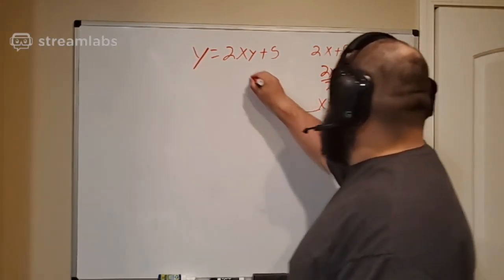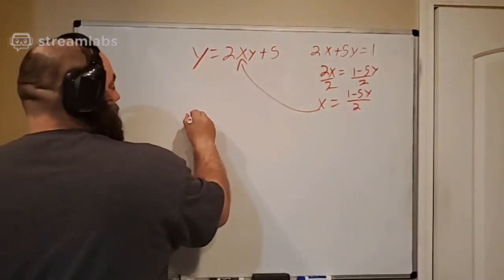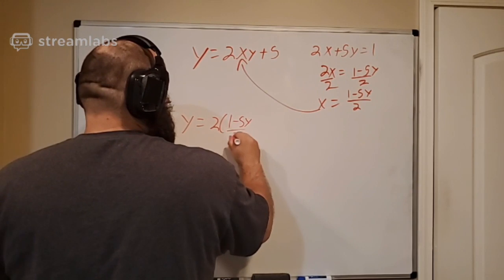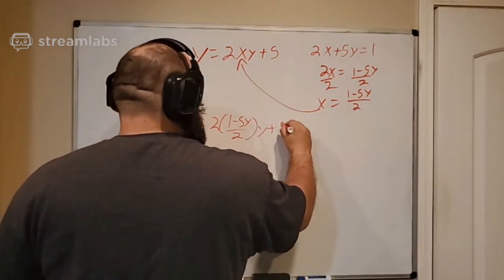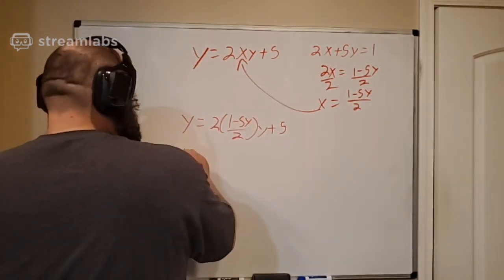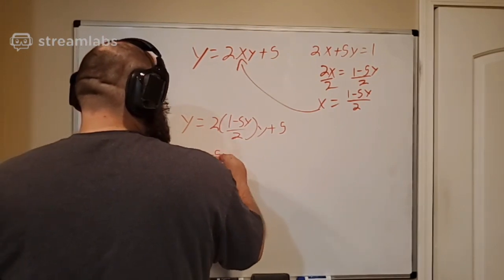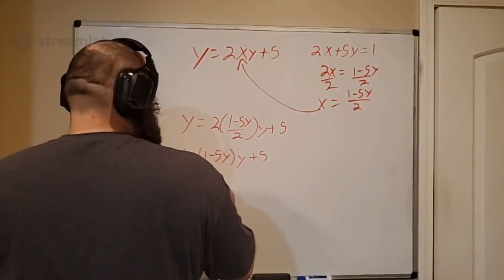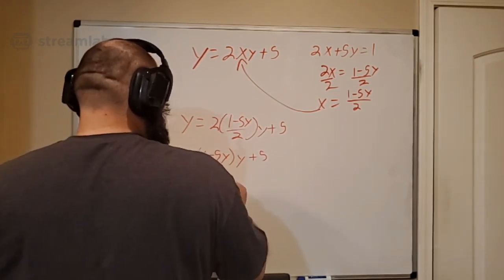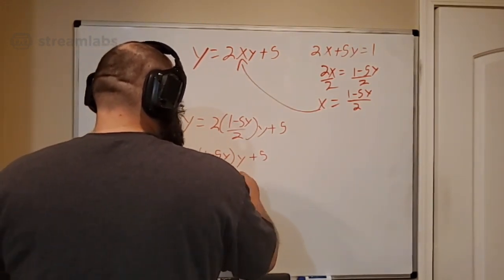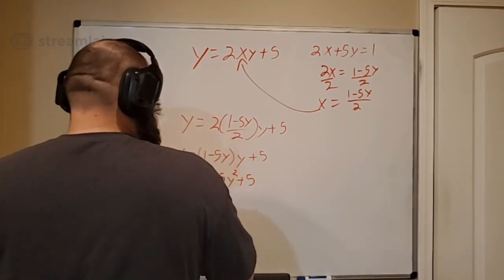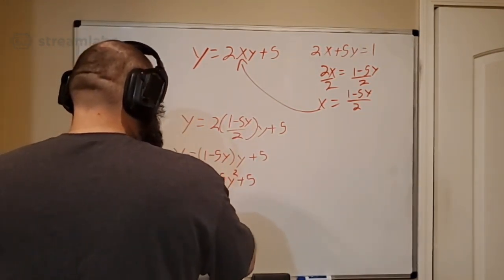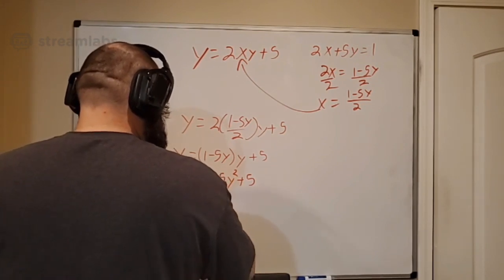So y is equal to 2, 1 minus 5y over 2, y plus 5. So y is equal to 1 minus 5y times y plus 5. Y is equal to y minus 5y squared plus 5. So actually the y's go away, so it's not too bad. So you get 5y squared equals 5. So y squared equals 1. So y is equal to plus or minus 1.